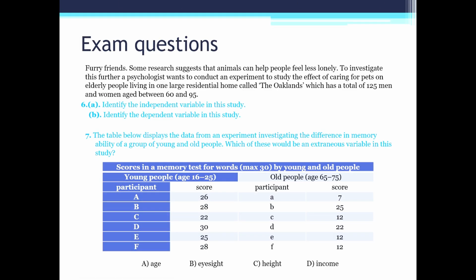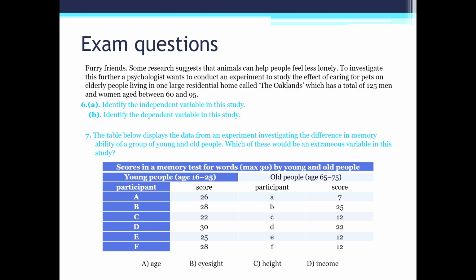Help people feel less lonely. We're going to a residential home, the Oaklands, an elderly residence home, and they're looking at the effect of caring for pets on elderly people. And so the dependent variable, the thing that they're measuring there is loneliness. How lonely do they feel, either before or after they've cared for a pet? And so they're looking at the impact, the effect of caring for a pet. So that's the cause of the loneliness or not being lonely.